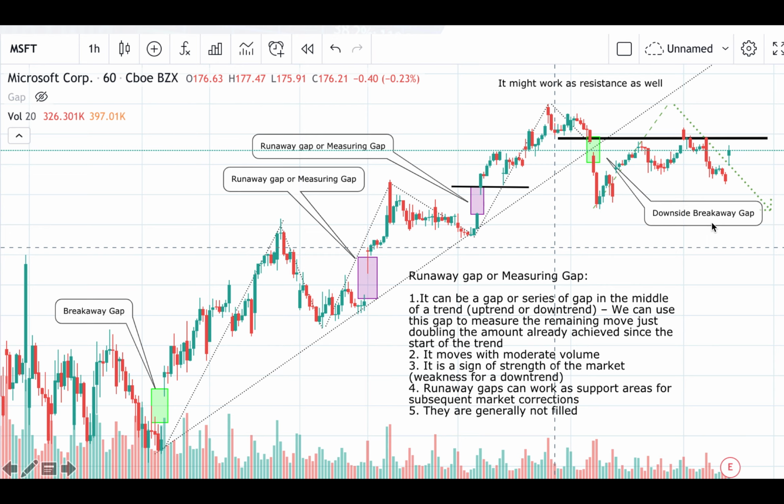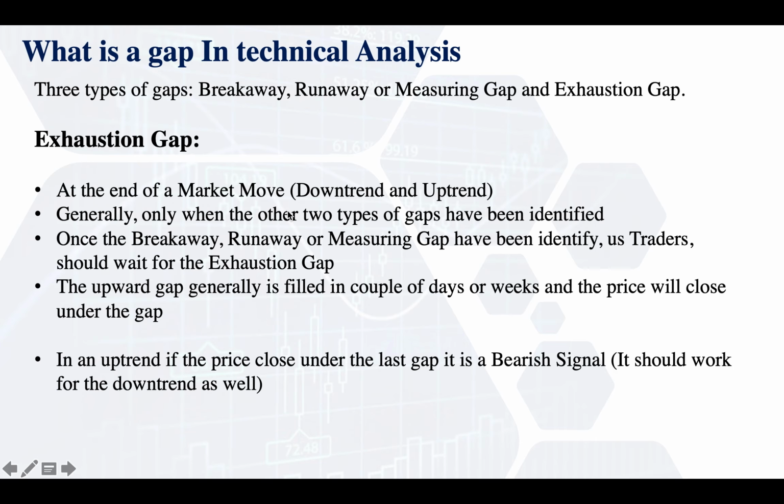Again, this one is a downside breakaway gap, this one a breakaway gap. This is a different example from the previous one. This one is Microsoft, the previous one was Google. And then let's go to the last gap, the exhaustion gap.